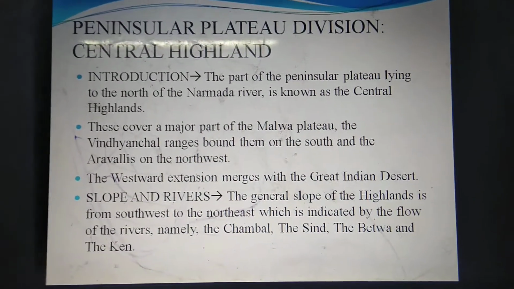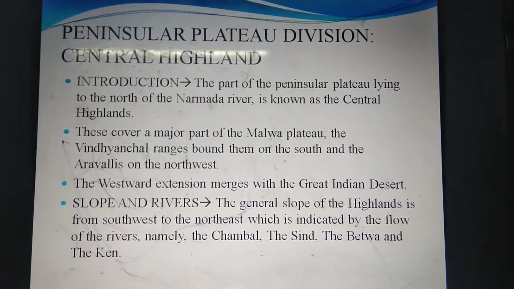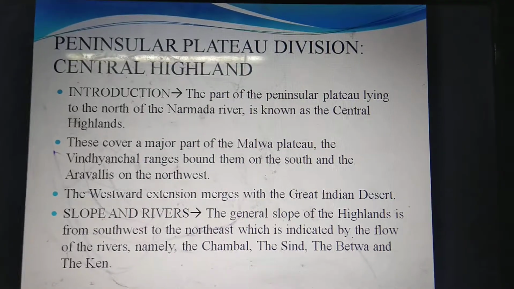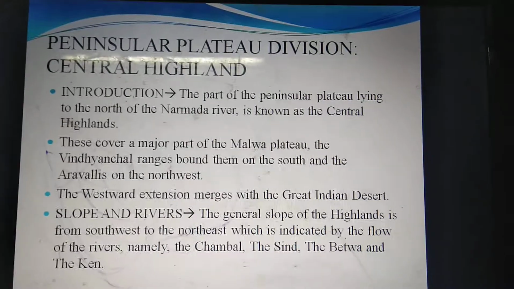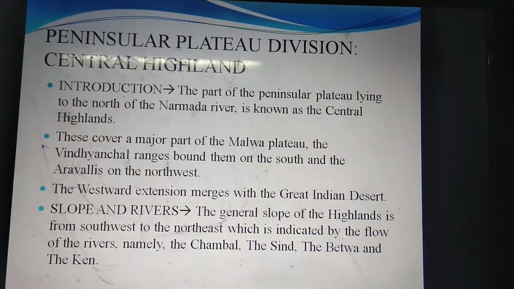Next in line is the Central Highlands. The part of the Peninsular Plateau lying to the north of the Narmada River is known as the Central Highlands. They cover the major part of the Malwa Plateau region. The Vindhyachal ranges bound them on the south, and the Aravallis are the northwest extension of the plateau. The westernmost extension of the plateau merges with the Great Indian Desert.